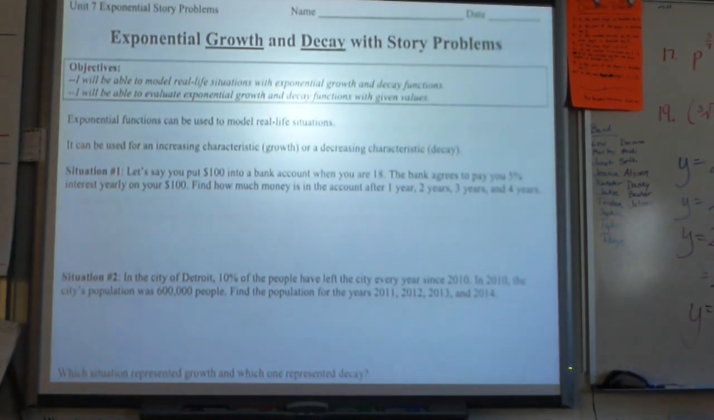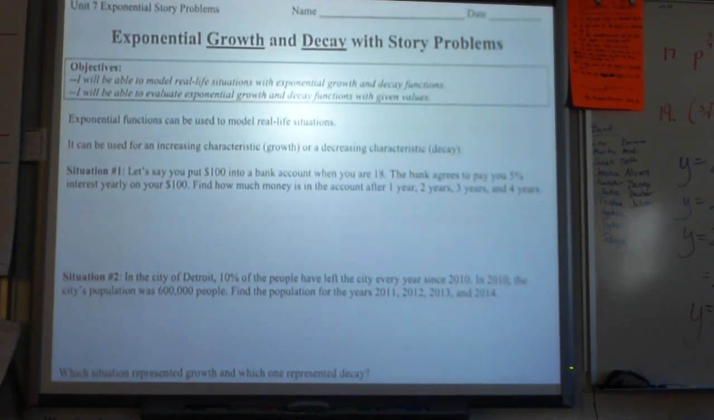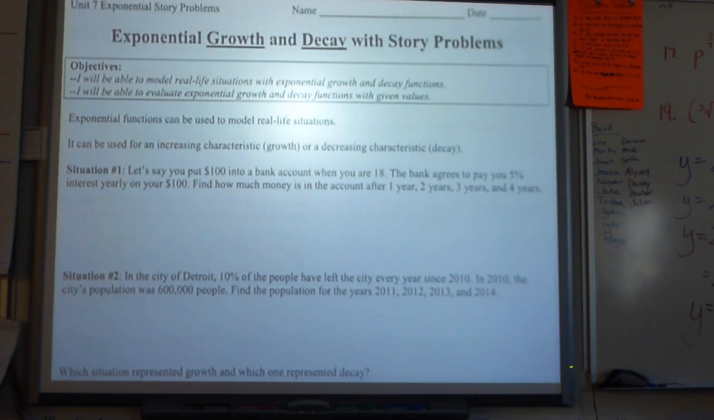Okay, today we're looking at exponential growth and exponential decay story problems. Our learning targets today are that we will be able to model real-life situations with exponential growth and decay functions, and that we will be able to evaluate exponential growth and decay functions with given values.